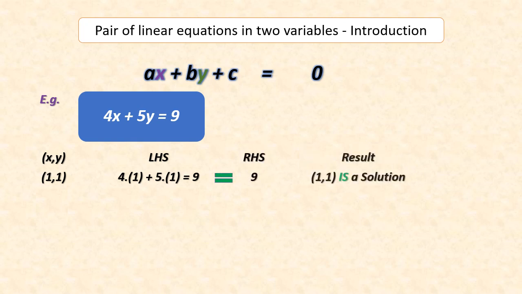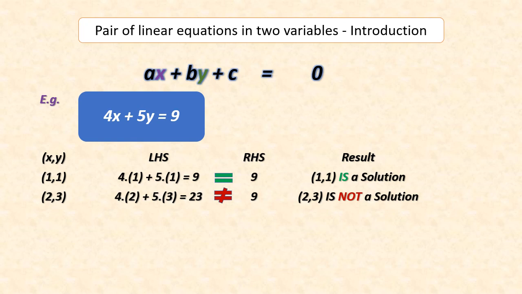Hence, x equal to 1 and y equal to 1 is a solution to the equation 4x plus 5y equals 9. If on the contrary, x is 2 and y is 3, LHS of the equation becomes 23 whereas RHS is 9, so x equals 2 and y equals 3 is not a solution to the same equation.